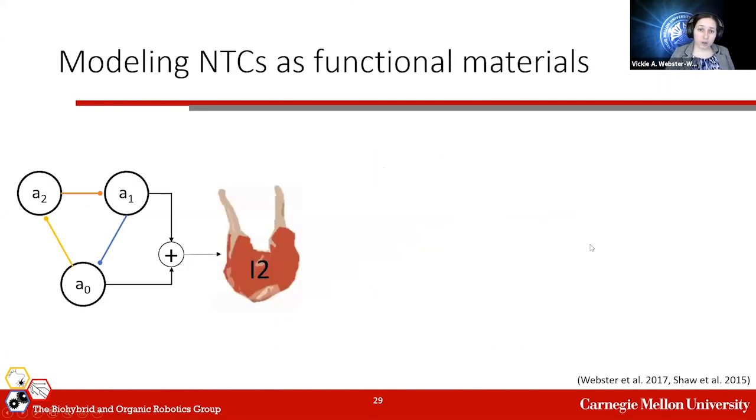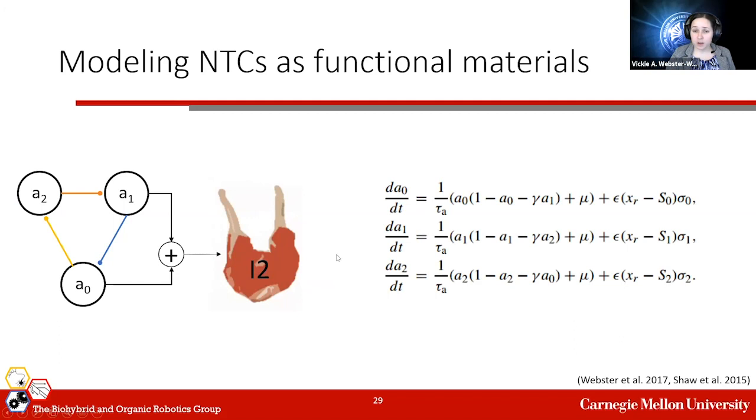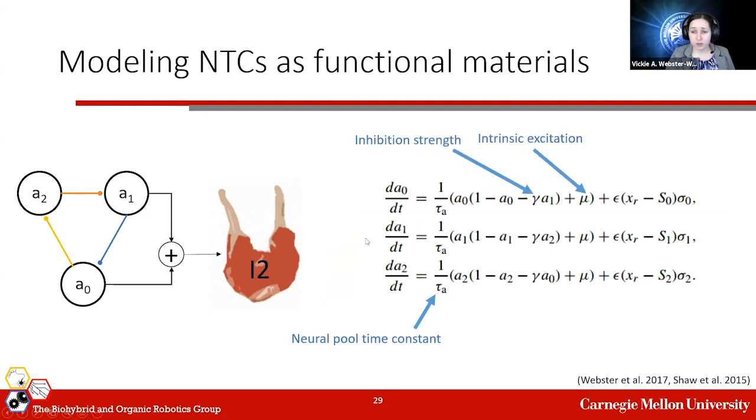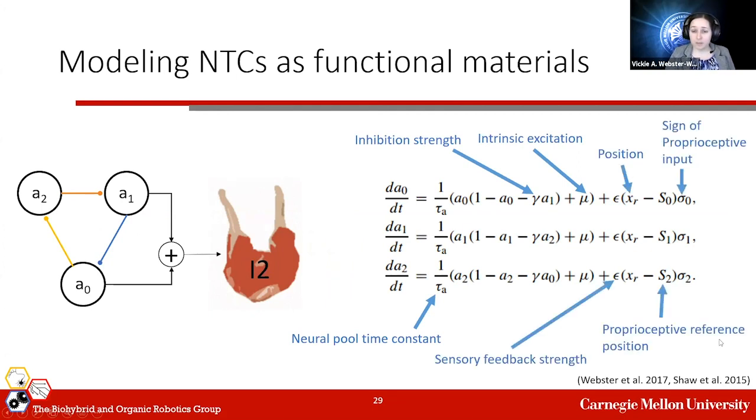Additionally, we developed a model of our functional materials for actuation. And we did this by approximating the activity in the neural circuitry using a 3-node stable heteroclinic channel and modeling the muscle as a kind of Hill-type muscle model. So the stable heteroclinic channels are defined as the activity in these 3 nodes, which is dependent on neural pool time constant, the inhibition strength of the connection between nodes, the intrinsic excitation of each of the nodes, as well as sensory feedback based on the deflection of the muscle.